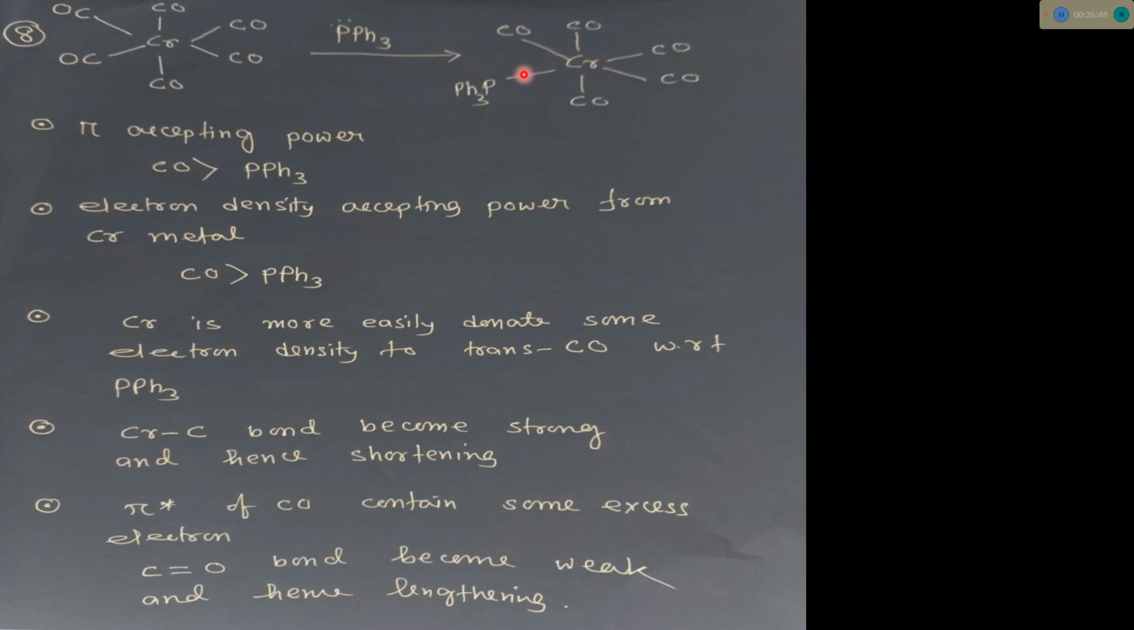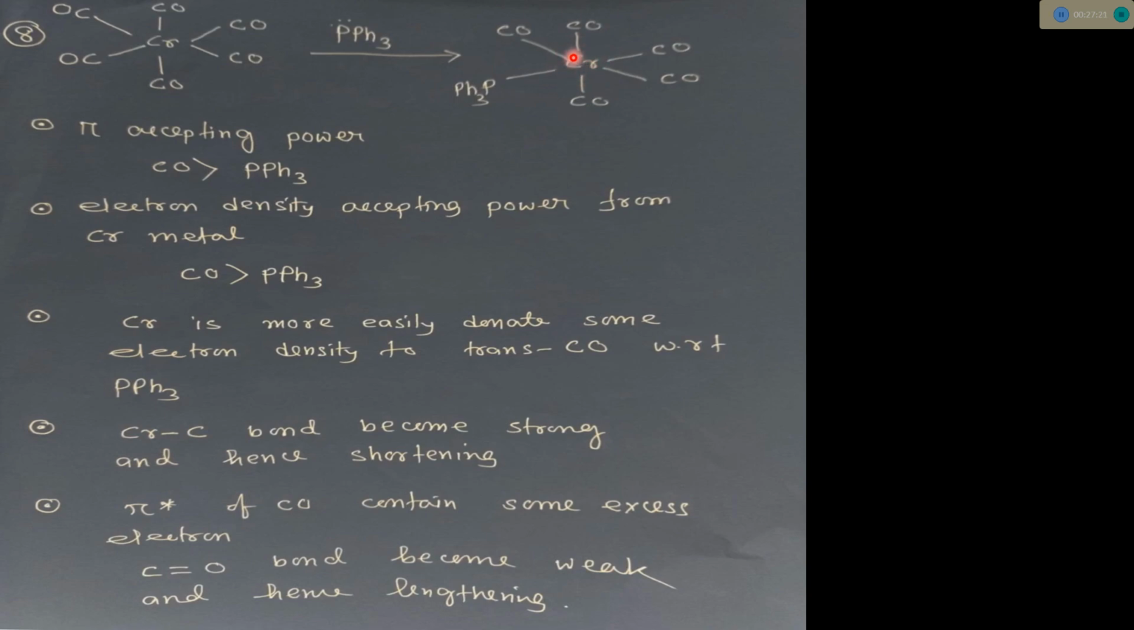Now one CO is exchanged by PPh3. PPh3 is less pi accepting than CO. If CO is there, there is no change in pi acceptance on all the sides. Now PPh3 has exchanged CO, so PPh3 has less pi accepting power than CO, which means it has more pi donating power. Now it will donate some electron to the metal center.